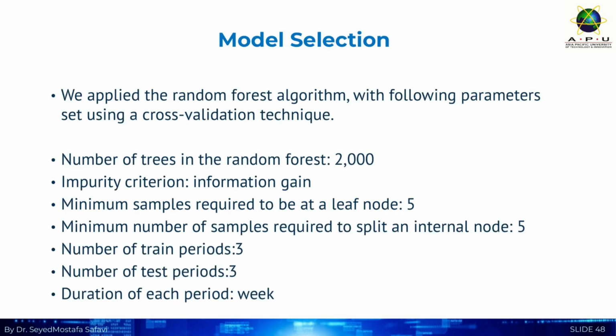With a clean set of 55 features, they chose the random forest algorithm. Random forest is an ensemble method, essentially a forest of many decision trees, all voting on the outcome. This makes it robust. Parameters? They tuned the parameters using a cross-validation technique, selecting things like 2,000 trees and using information gain as the impurity criterion to ensure the model was optimized for their data.